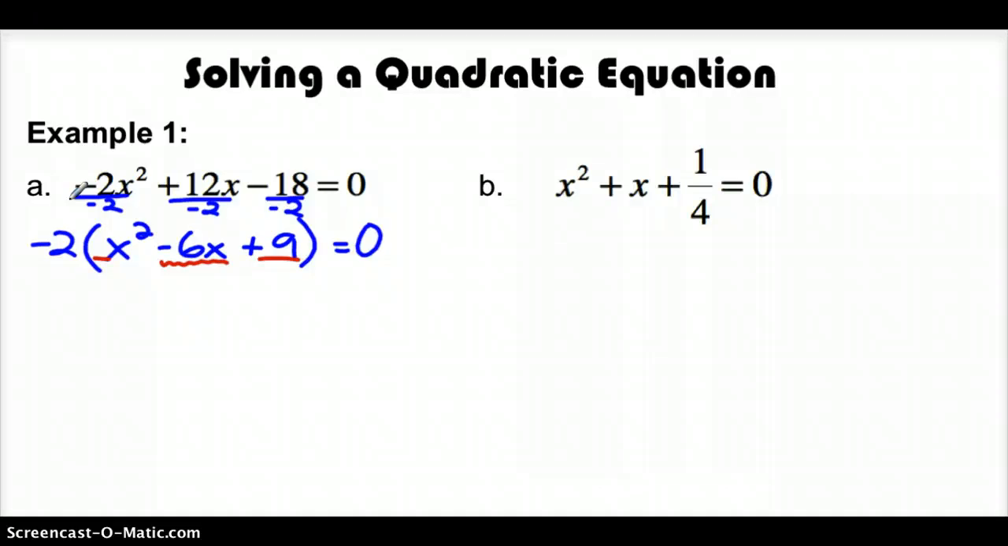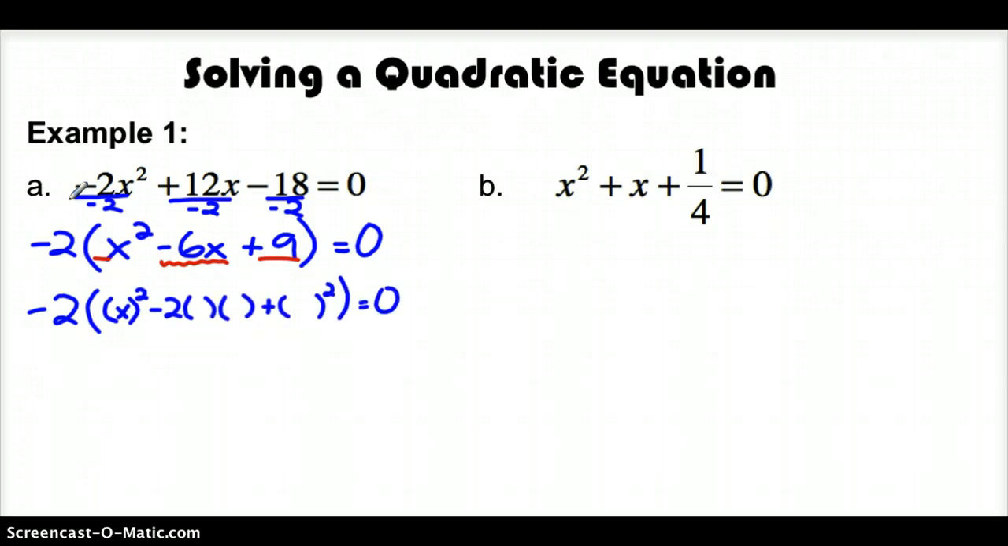If I want to rewrite this, eventually we might skip this step to save some time, but I could write it with the a's and b's of our pattern: the quantity of x being squared minus 2 times a times b, plus b squared. This would be x and this would be 3, written as 3 squared. I'm really just proving that this falls into our pattern. So I can write this as negative 2 multiplied by the quantity of x minus 3 squared, equal to 0.